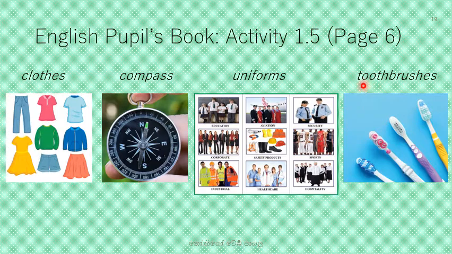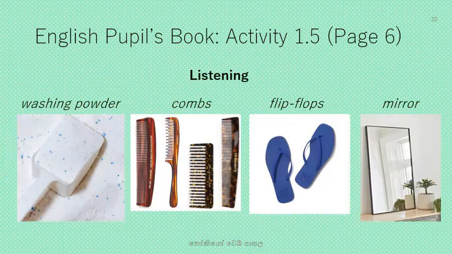The next word is toothbrushes. So I know all of you know this because all of you are using this twice a day. The next word is washing powder. So I hope you know this as well. This is what we use to wash our clothes. Instead of soap, now we use this washing powder. Combs, these are the things which we use to comb our hair. Flip-flops. Maybe this word is new to you. So what do we mean by flip-flops? It is nothing but the slippers which we wear.